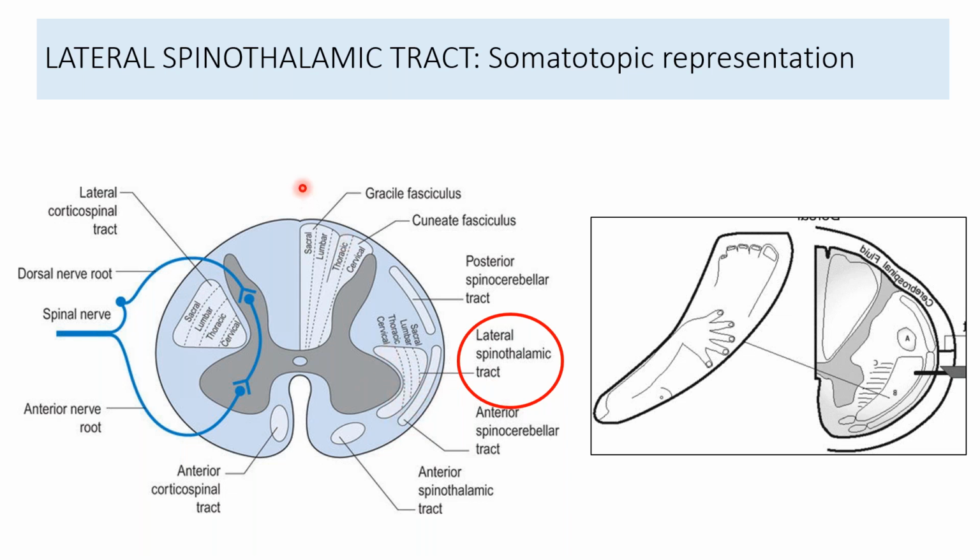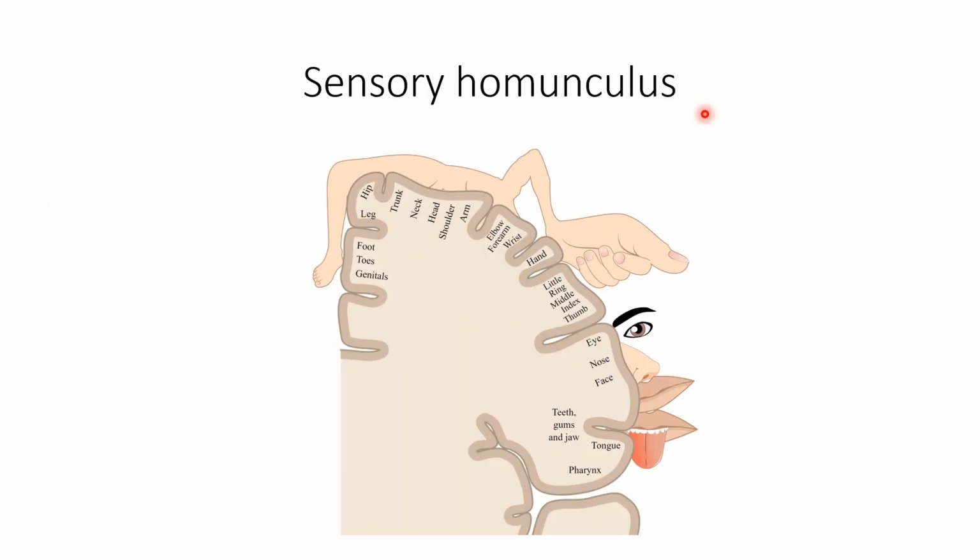Why is this important? For example, any tumor which is progressing from the middle side is going to affect the sacral fibers in the posterior column. Any tumor or any injury, if it is affecting the superficial areas of the lateral spinothalamic tract, the lower body fibers, the sacral fibers, are going to be affected first. So this is why the somatotopic representation of the body is important.